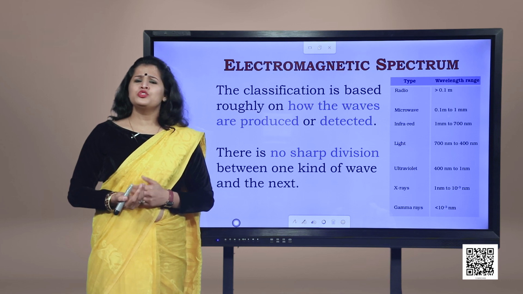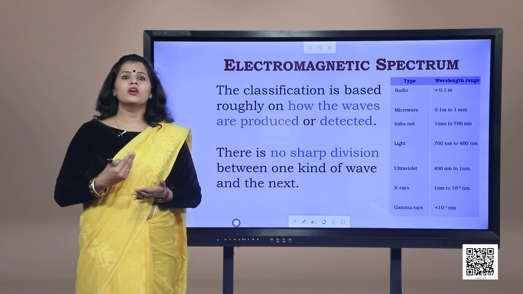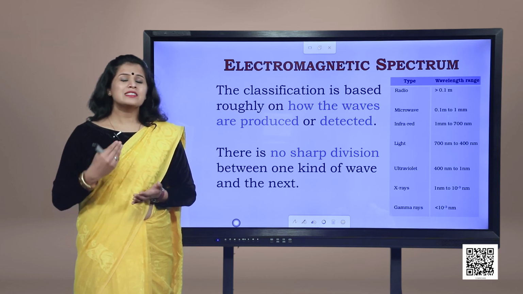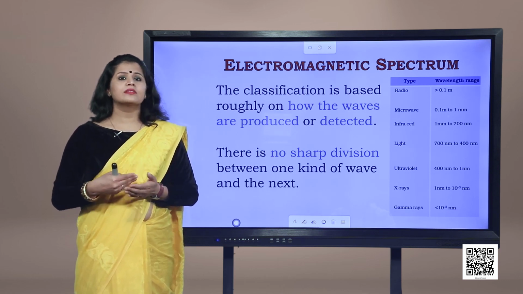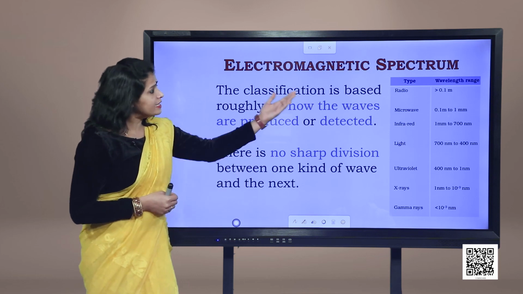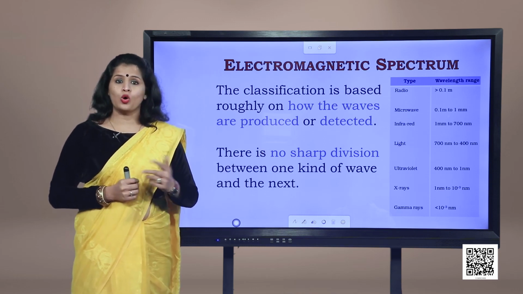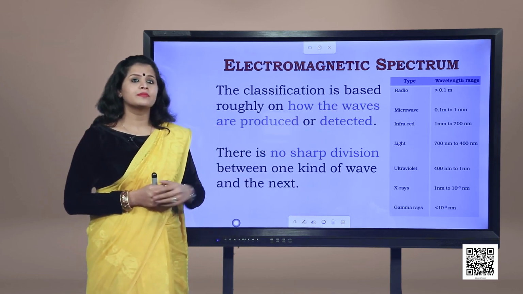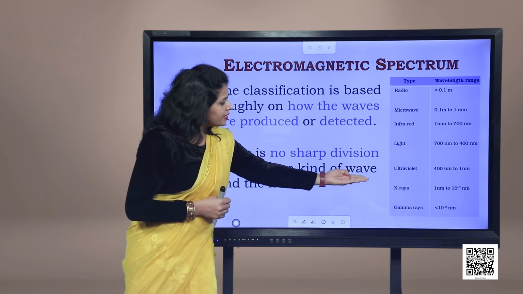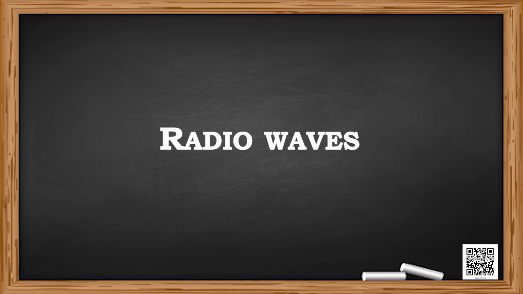On what basis do we classify these waves? Yes, they may be classified on the basis of how they are produced and detected. But there is still no sharp boundary that can be drawn between any two types of waves. In the figure, you can see their arrangement on the basis of decreasing wavelength. So, first come the radio waves, then microwaves and infrared, visible light, ultraviolet, X-rays and gamma rays and so on. We are going to start our discussion with the first, that is radio waves.